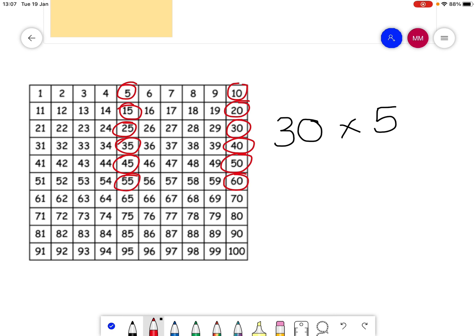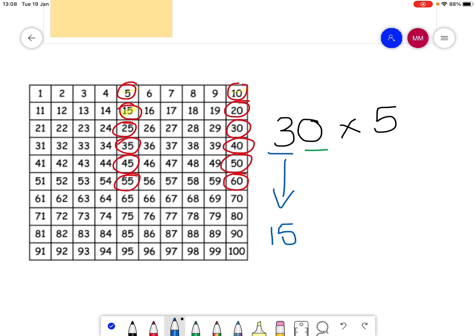So what I'm going to do is I'm going to partition my number here. So I have 3 10s here and I have 0 here. So I'm just going to pretend for a little minute that that 0 is not there, and I'm going to do 5 times 3. So let's look at my numeracy map. There's 5 times 1, 5 times 2, 5 times 3, and I've landed on the number 15. 5 times 3 is 15.